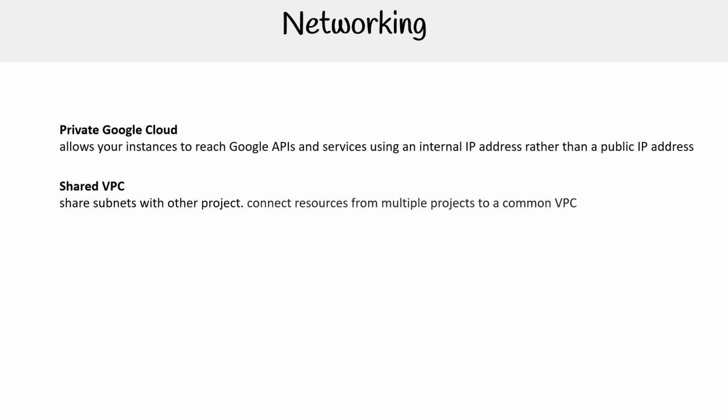For shared VPCs, this is a way of sharing subnets with other projects, so you connect resources from multiple projects to a common VPC. This sounds like VPC network peering. It's more like a convenience feature where you're not doing it at the networking level, it's more at the project level. So it confuses me a bit, but I get it.